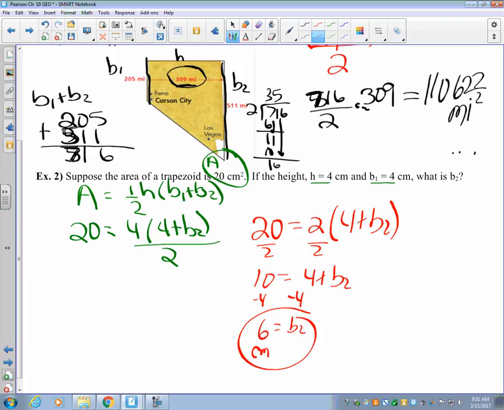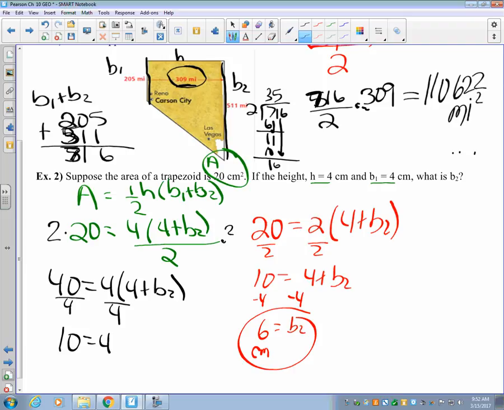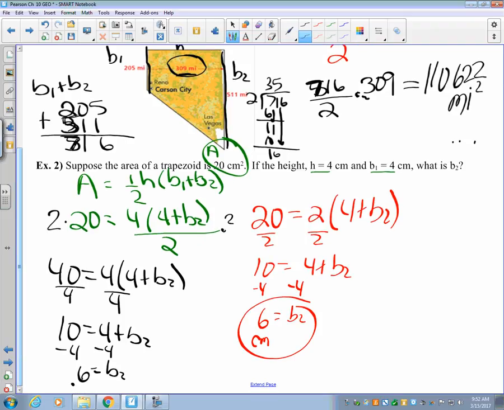Or you can say, if you don't like that pathway, you can say the opposite of dividing by 2 is multiplying by 2. The opposite of timesing by 4 is dividing by 4. And the opposite of adding 4 is subtracting 4. And the answer is 6 centimeters. Either way, super fun.